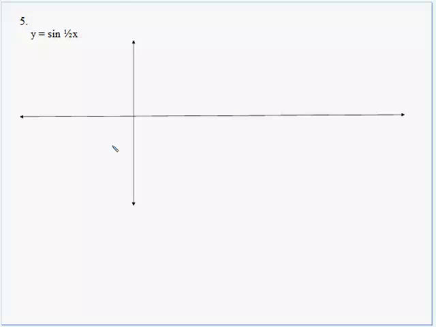All right, number 5 now. Ooh, now we got something else going on here. That's a half x instead of 1x. So first thing, amplitude. For this, that's the number in front of sine, and that's a 1. Period. Here's what has changed.